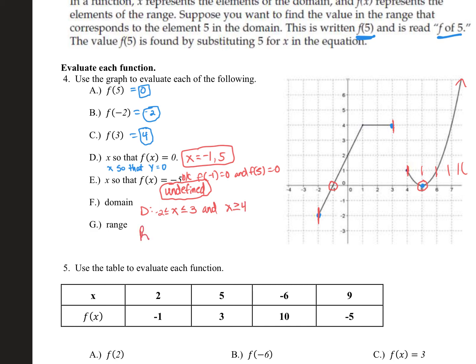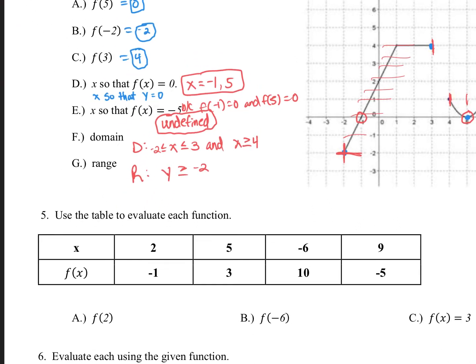For our range, again, working bottom to top, our first y value is at negative 2, and it includes every value all the way up to 4, but you can see this part of the graph also includes 4 and goes on forever. So our range is going to be all values of y that are greater than or equal to negative 2.